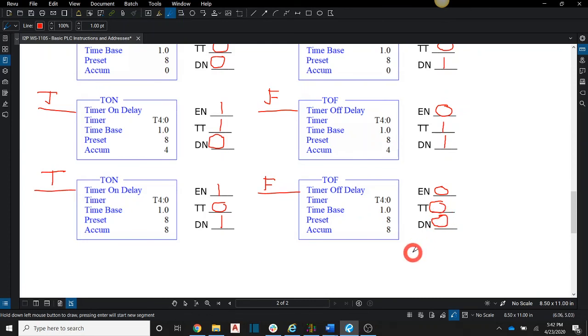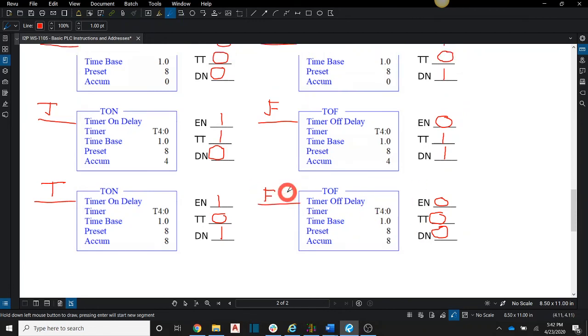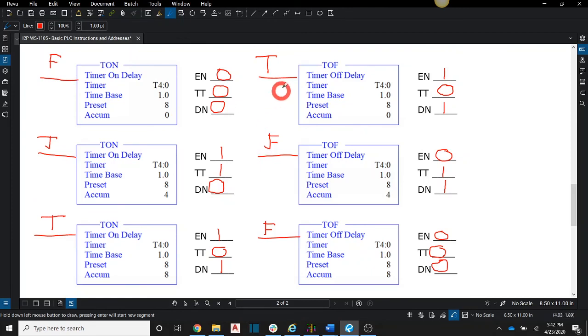Okay? So here's where I think it would help the student, the explanation. It's when we get down here. We had a transition right here from a true to a false. But we wanted to delay that. We want to off delay. That's why we call this a timer off delay. We wanted to delay that off transition from true to false for 8 seconds. So if you notice, we went from true to false, but our done bit still stayed at a 1. And it wasn't until after 8 seconds that our done bit went to a 0.